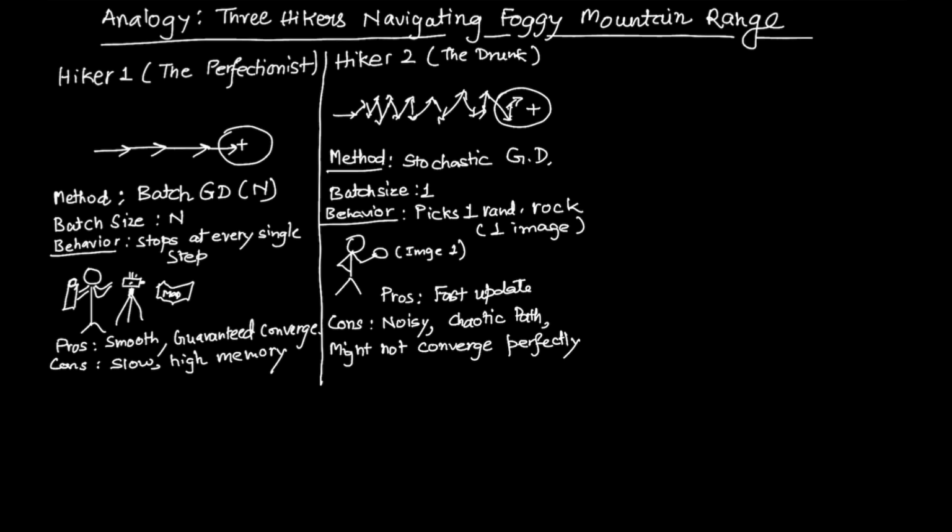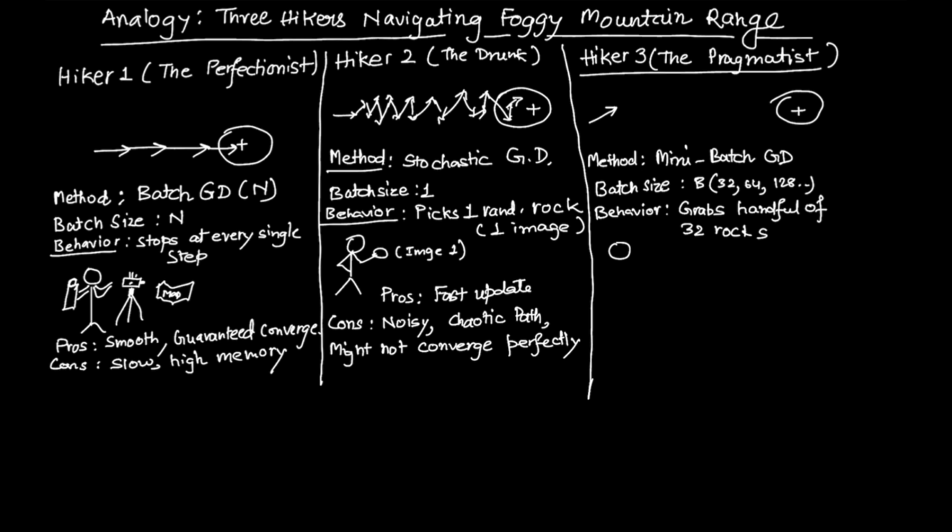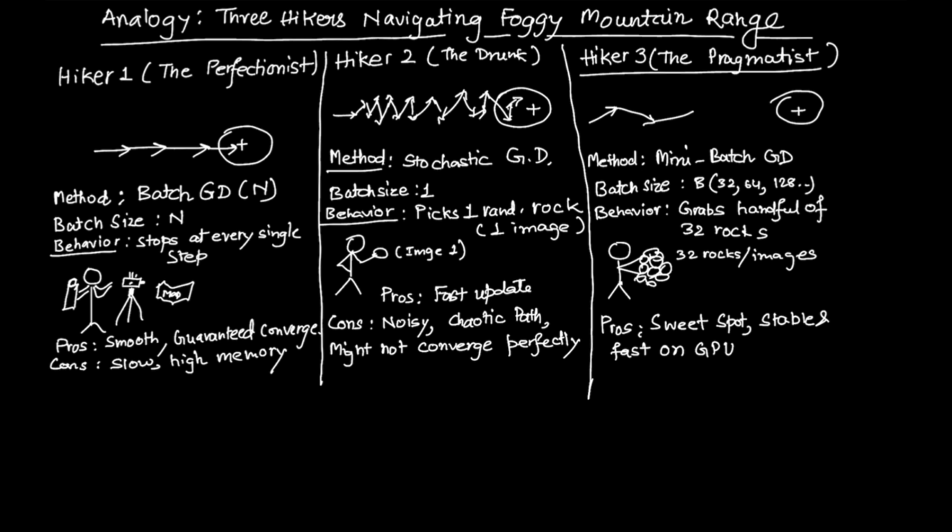And finally, we have hiker 3, which we call the pragmatist hiker. The method he uses is mini batch gradient descent. His batch size is B, usually set to 32, 64, 128 or 256. His behavior: he grabs a handful of rocks and averages their advice. The weird blurry cat is cancelled out by 31 normal cats. The advice is mostly correct. The noise is dampened. This is the sweet spot. It is stable enough to converge, but fast enough to train on a GPU.